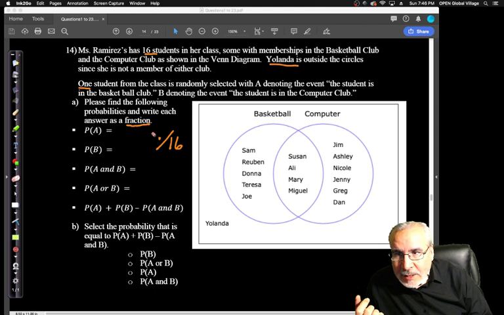I don't like that 9 very well. So let me see if I can write the 9 a little bit better. How's that? A little bit better. Probability of B, and B is the event that a student's in the computer club. So these ones in the middle are also in the computer club, so we count them 1, 2, 3, 4, 5, 6, 7, 8, 9, 10. 10 out of 16.